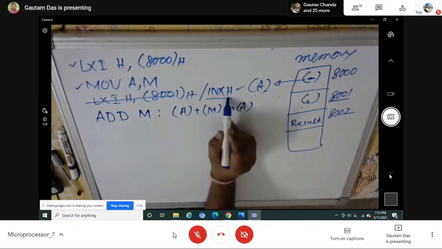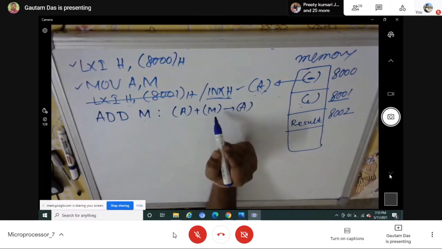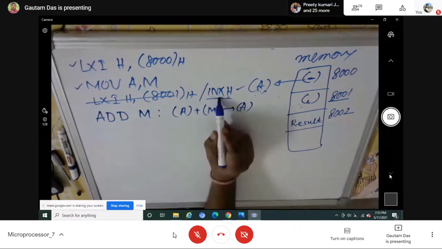So INX H means, as you already know, the content of the HL register pair will be incremented by 1. So before this instruction, what is the content of HL?